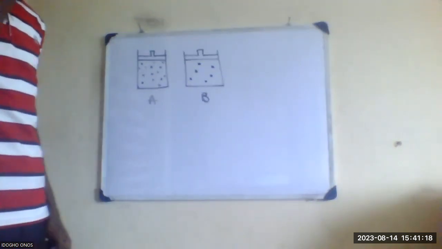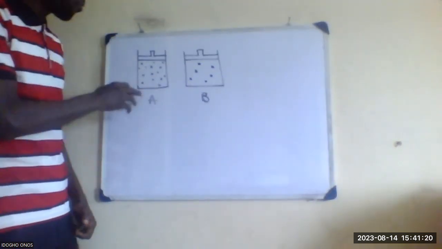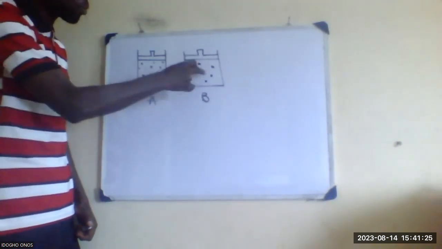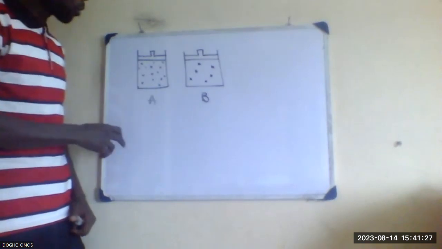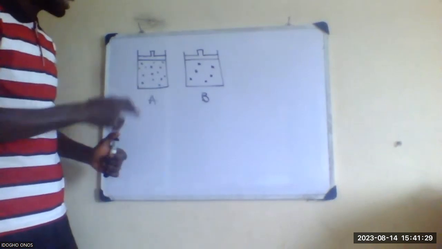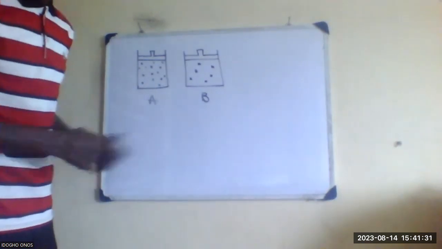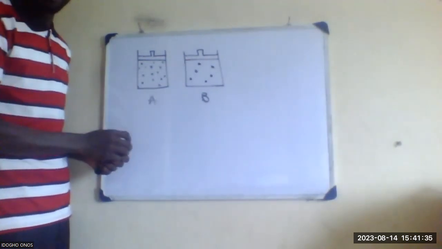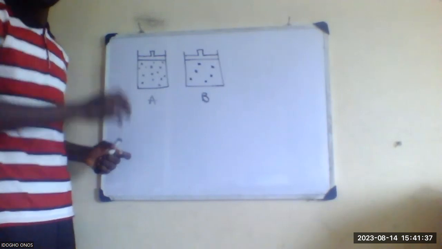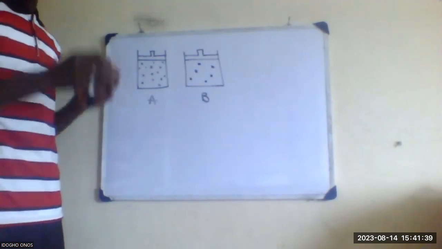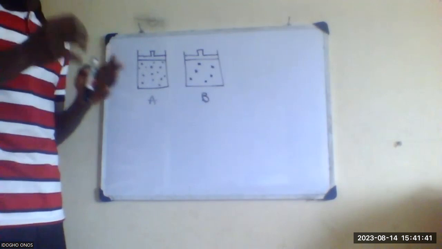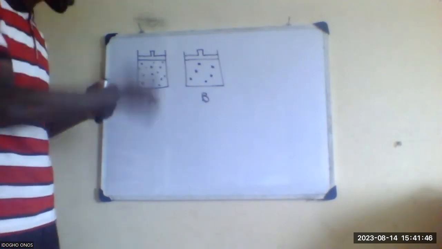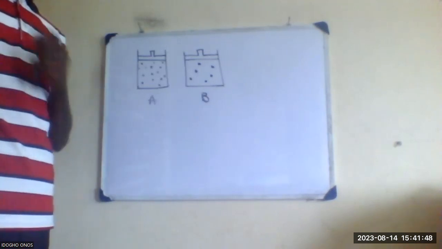Why? Because the particles of A are closer to each other than the particles of B. Because the particles of A are closer, there is every tendency that they will jam each other, that is, collide, unlike this one where the particles are far apart. So in terms of concentration, the higher the concentration, the higher the rate of collision because the particles are close, and the faster the rate of a chemical reaction.